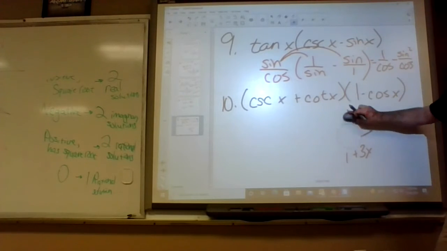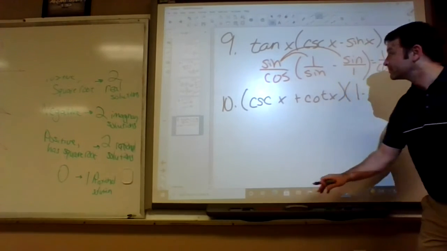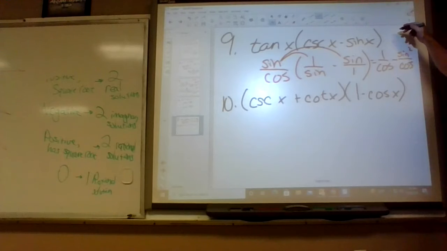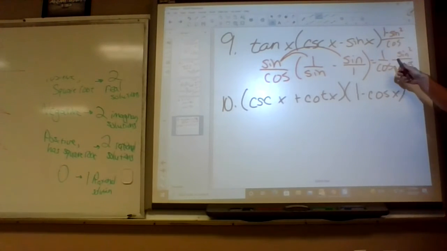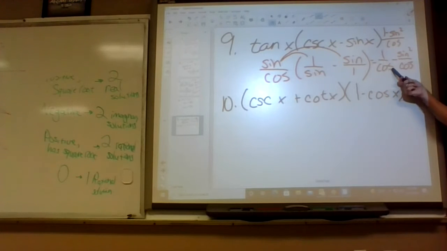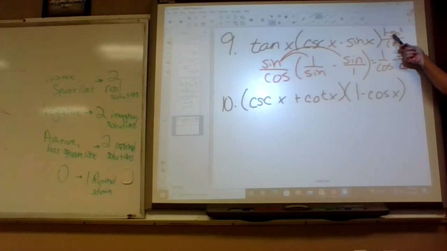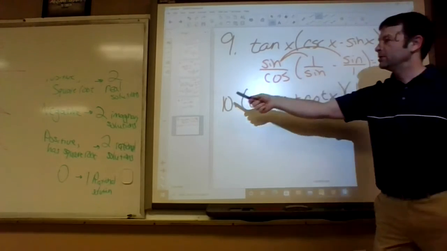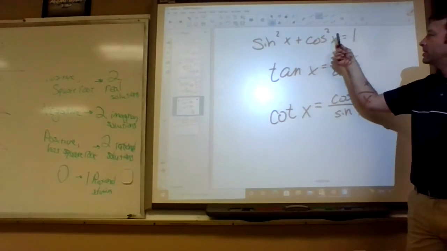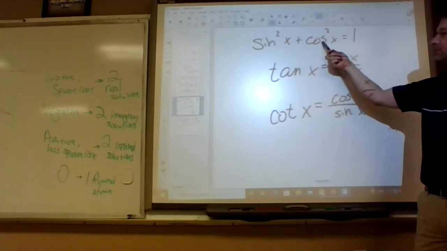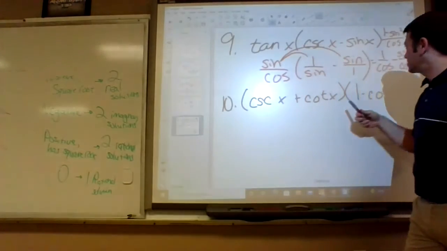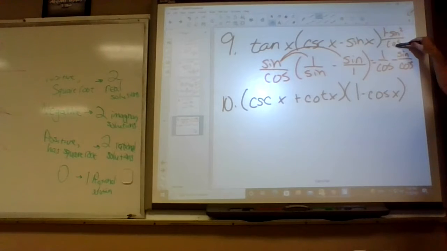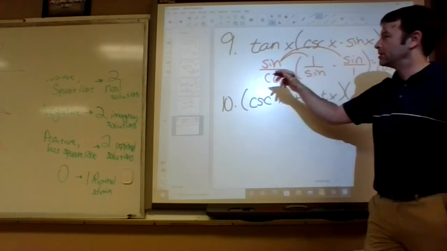Anyways, and this is 1 minus sine squared over cosine, right? Yeah, but when you're adding and subtracting, you need a common denominator, which we already had. So it just goes together. What is 1 minus sine squared? Cosine squared. So it's cosine squared over cosine, aka cosine.